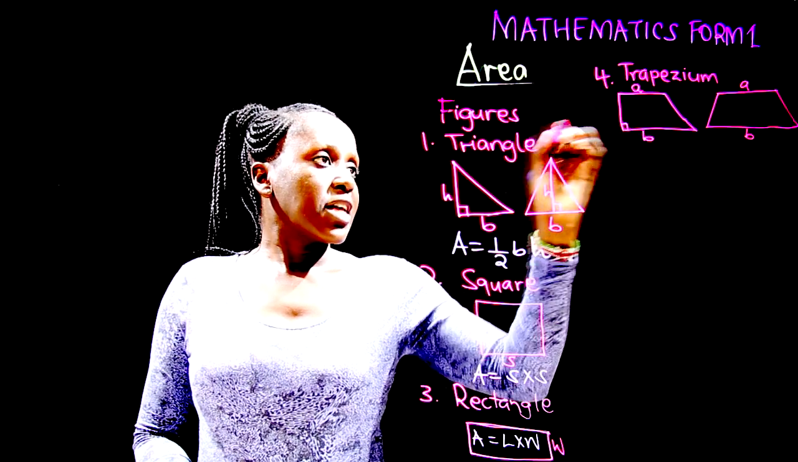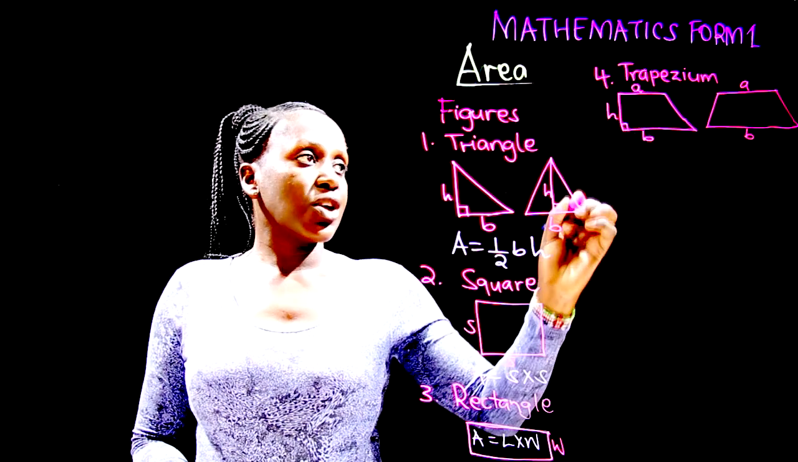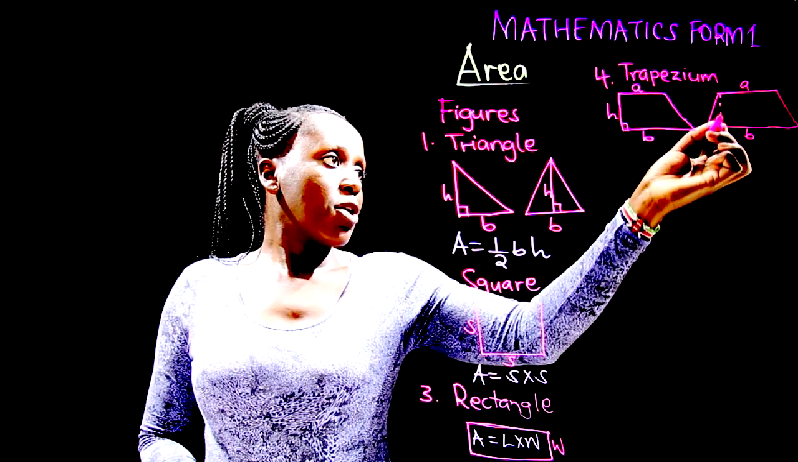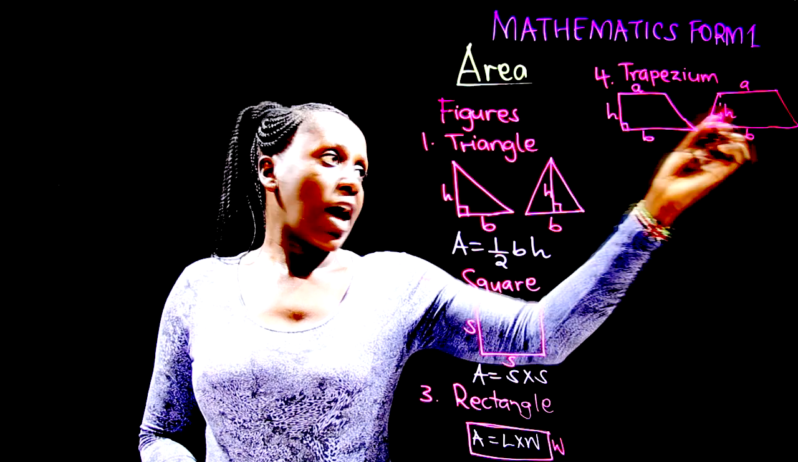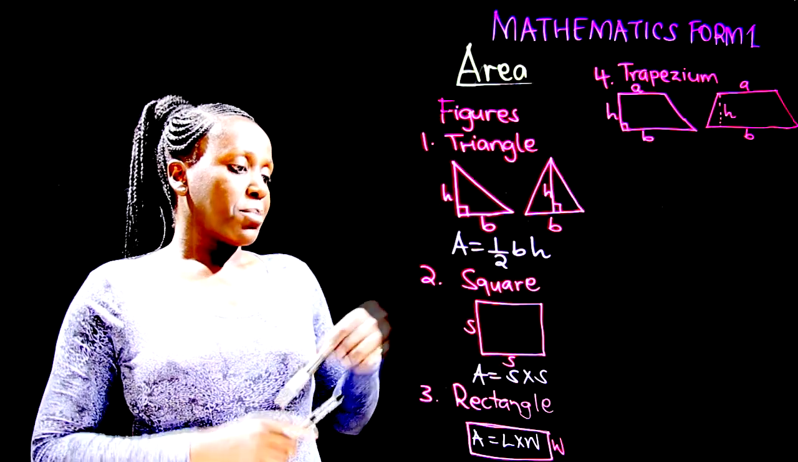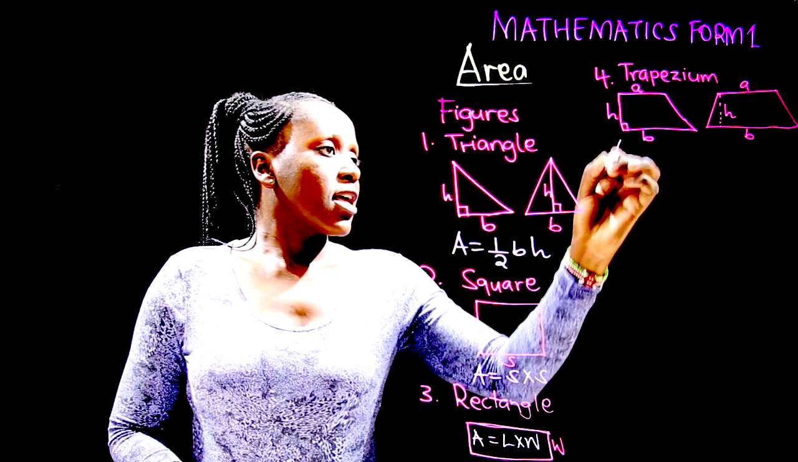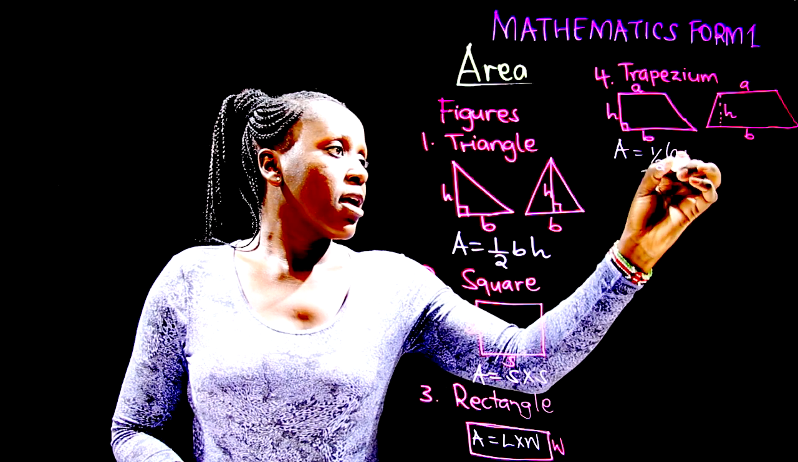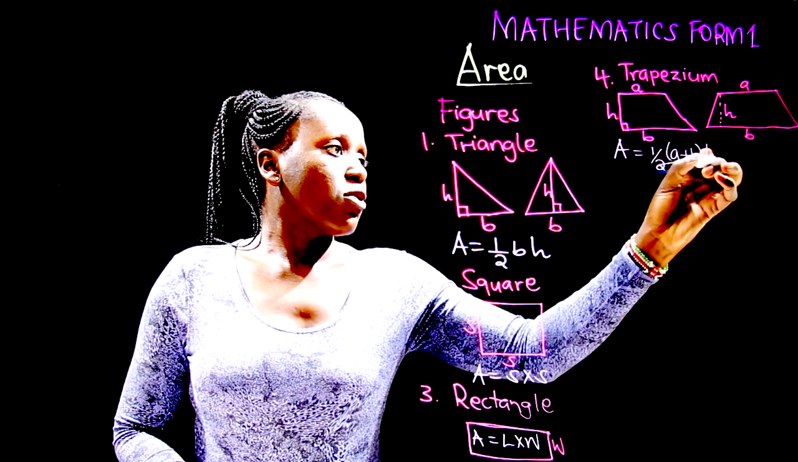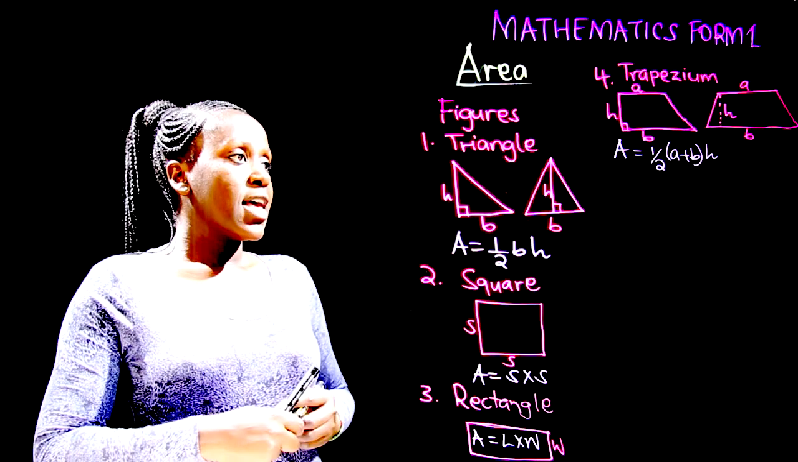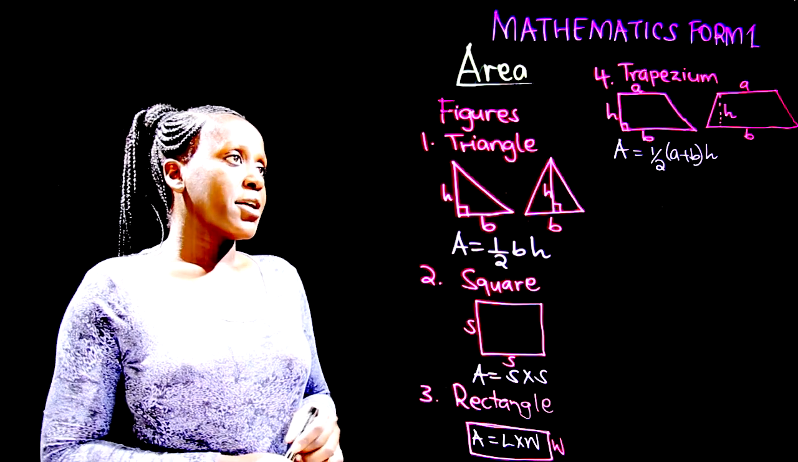Then since the angle here is 90, this is H, which is the height of the trapezium. And then in such a trapezium, we create our own height. So the area for a trapezium is given by a half into A plus B, then we multiply by height.